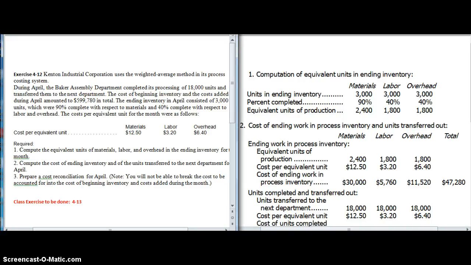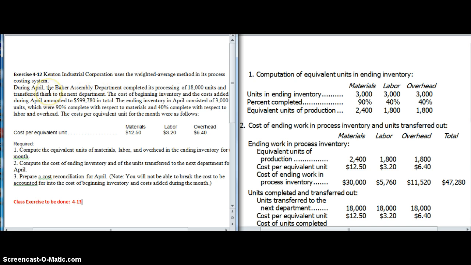Hello ladies. Now I'm going to show you how to solve this question on process costing using the weighted average method to calculate the equivalent units of production. This is a question on Kenton Industrial Corporation, which uses a weighted average method in its process costing system.